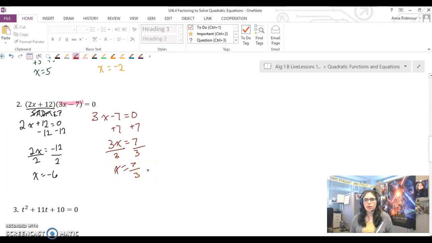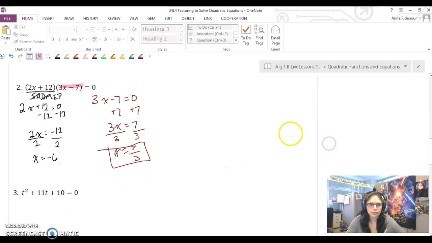So this would be a good example of a problem that you wouldn't want to solve using graphing. Because Desmos doesn't give you fraction answers, it always gives you decimal answers, which is fine for some problems, but if you're trying to find a fraction answer, you're going to get that a lot easier using factoring because you're doing your opposite operations and you end up with a fraction instead of a decimal. So those would be my two solutions, x is equal to -6 or x is equal to 7 over 3.